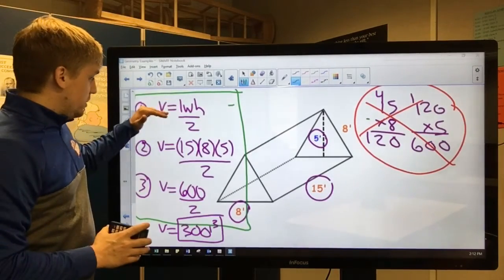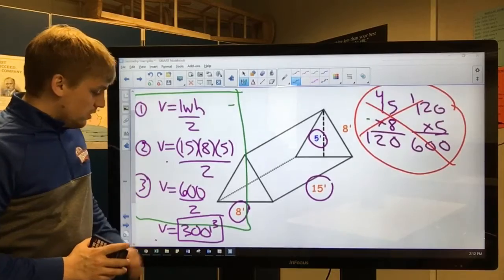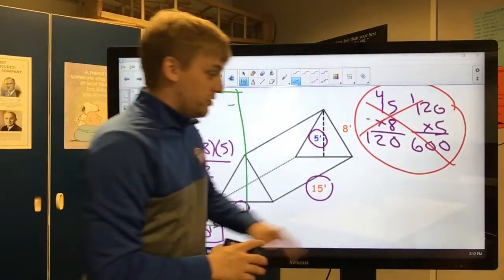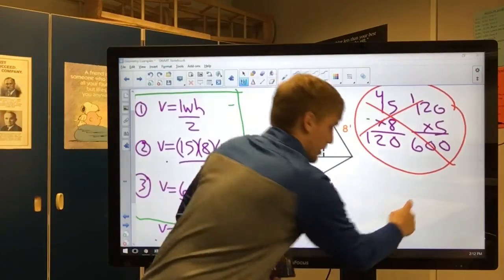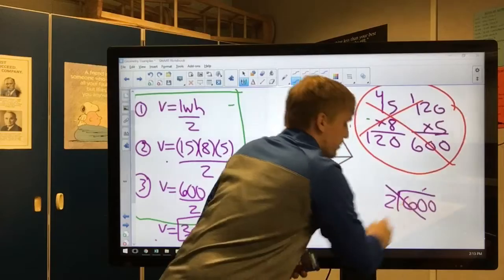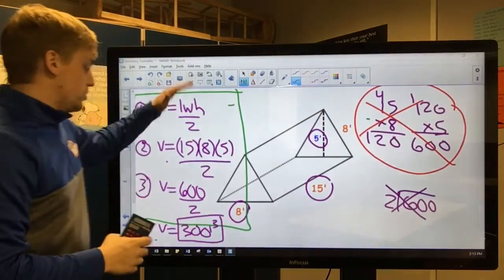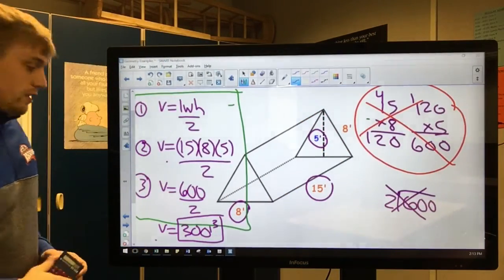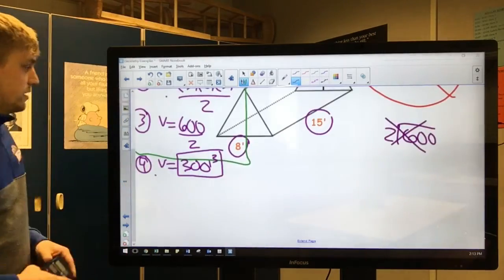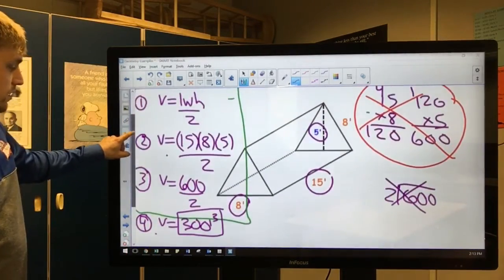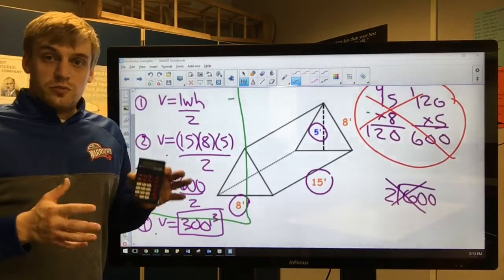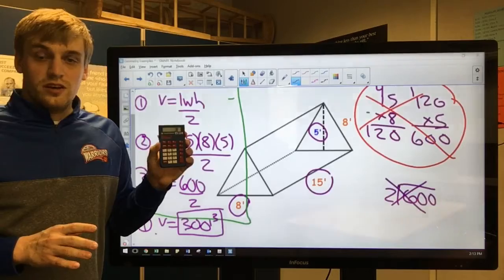Now, I wrote each step out. I didn't do 600 divided by 2 over here. I did that on the calculator, but I still showed every step here. So on this particular problem, it had 4 steps. So, from this point forward in the year, you may use a calculator.